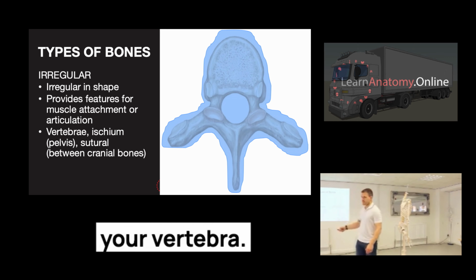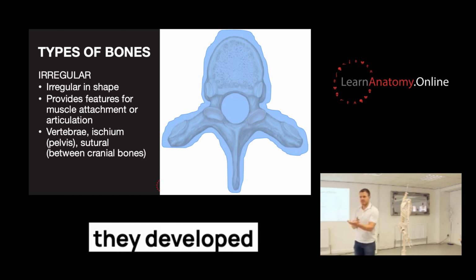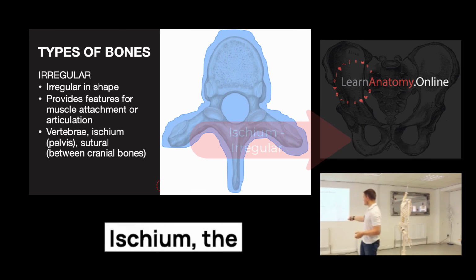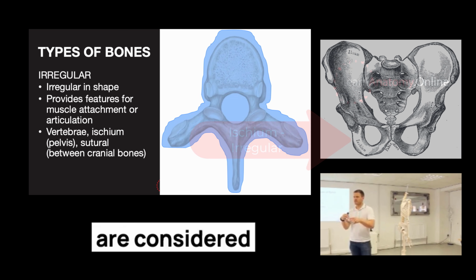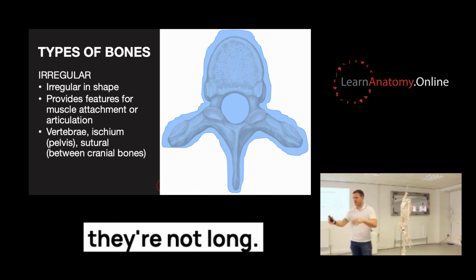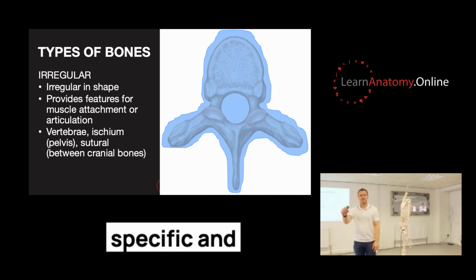These are your vertebrae. Your vertebrae are very irregular. It's amazing how they develop, actually, in the embryo. Ischium, the pelvis, and sutures in the skull. All those bones are considered irregular. They're not flat, they're not long, they're just a bit weird shaped. They're quite specific and specialised.